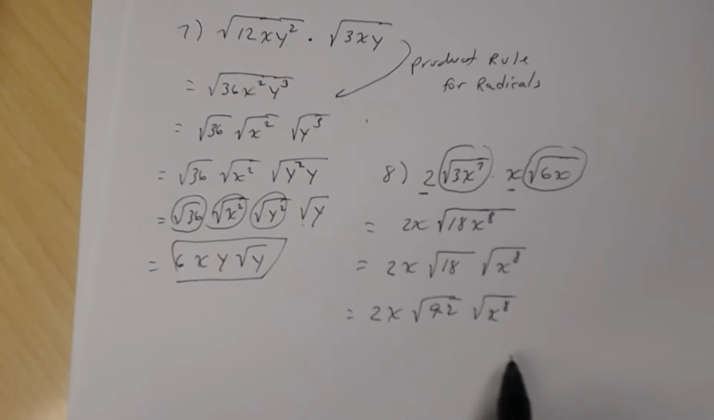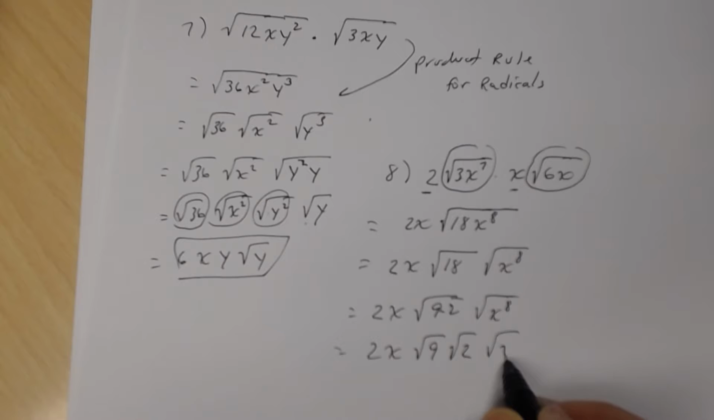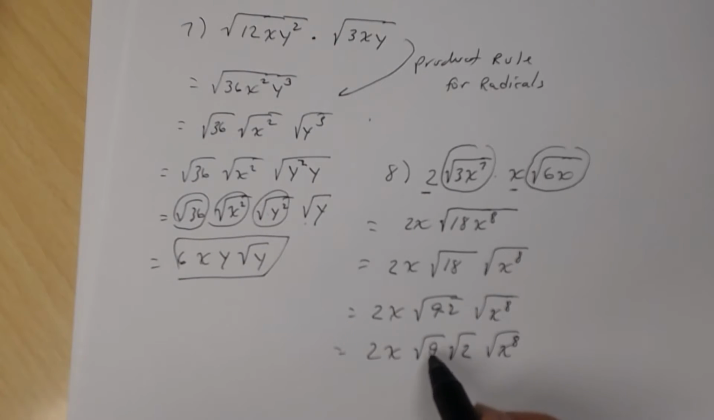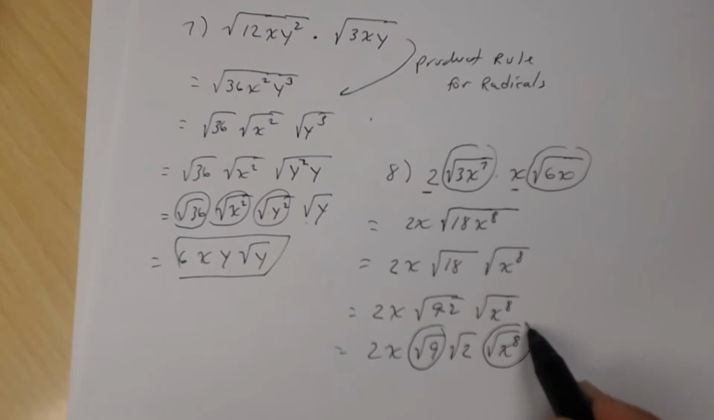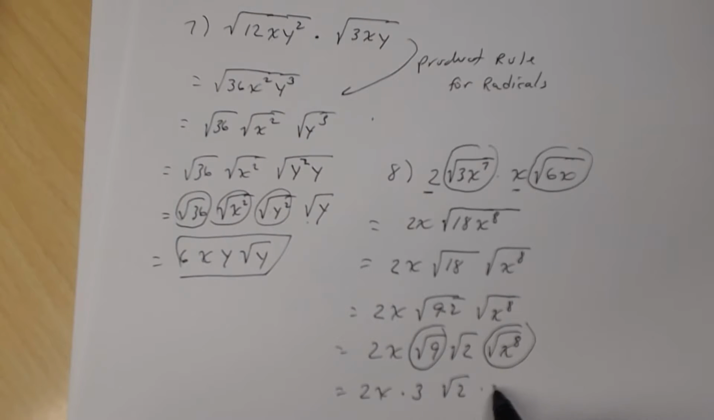All right, now I'm going to rewrite this as a product of two radicals. So it becomes 2x square root of 9 square root of 2 square root of x to the 8th. I'm going to circle the parts of the radicals I can simplify. Okay, radicals. So I can simplify the square root of 9, and I can simplify the square root of x to the 8th. So I'm going to get 2x, this is a 3, so I'm going to say times 3. This I'm going to leave alone, that's square root of 2, and this is x to the 4th. Square root of x to the 8th is x to the 4th.